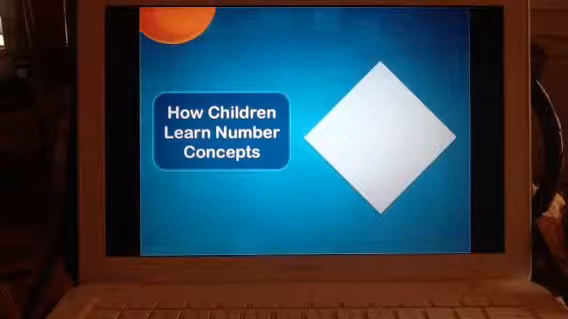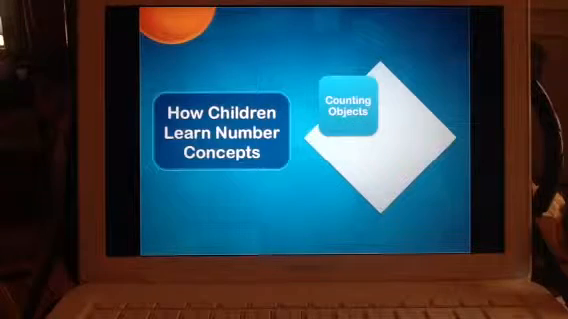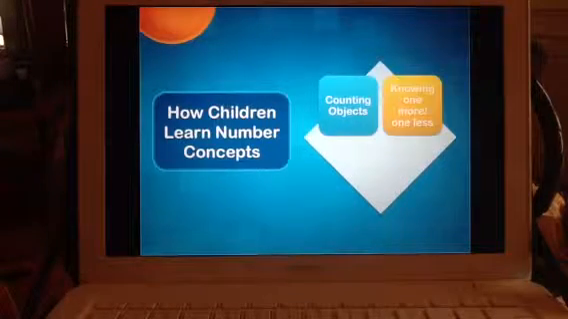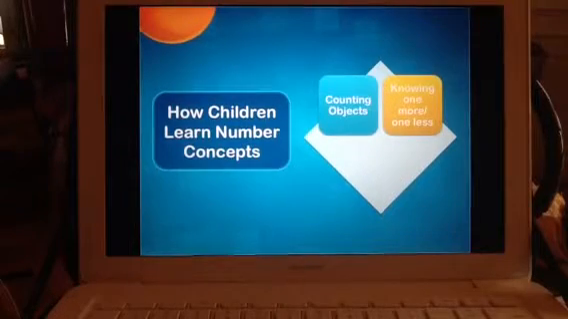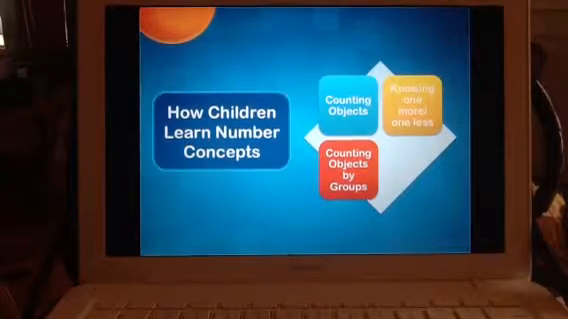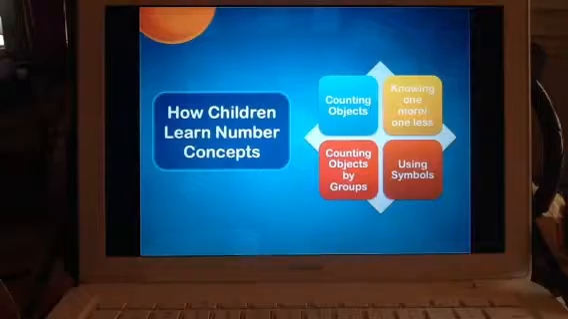First, how children learn number concepts: by counting objects, knowing one more, one less, counting objects by groups, and using symbols.